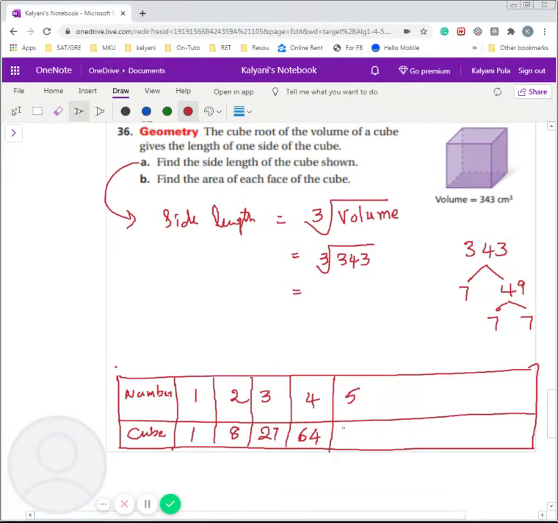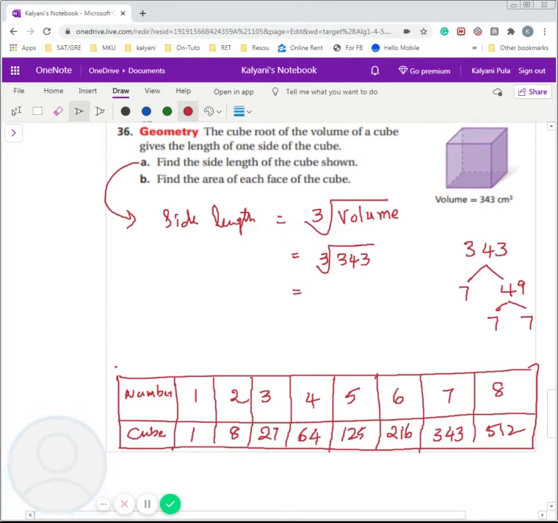5 cube? 125. 6 cube? 216. 7 cube? 343 is right there, right? 8 cube, 512. Okay, if you can remember these numbers, especially for questions like this, it will help you.